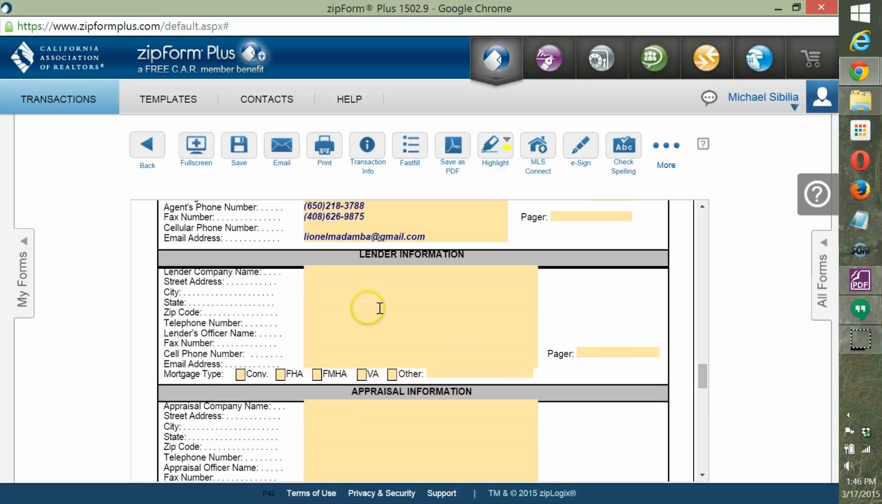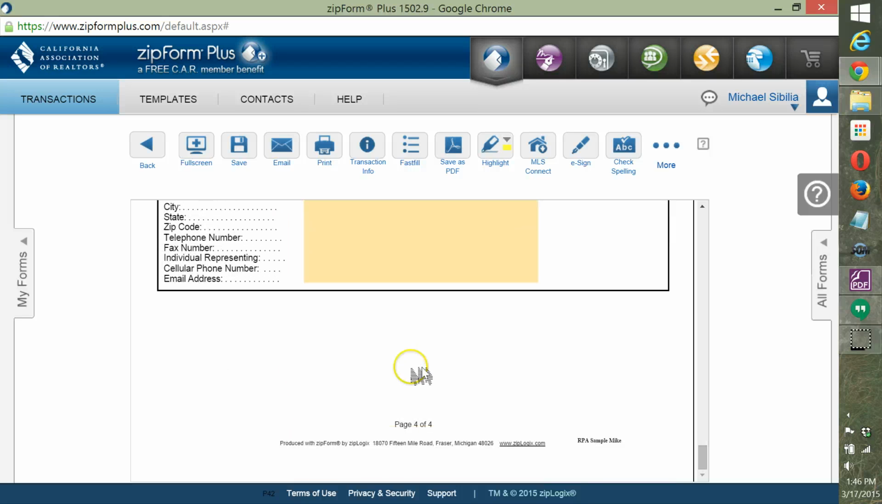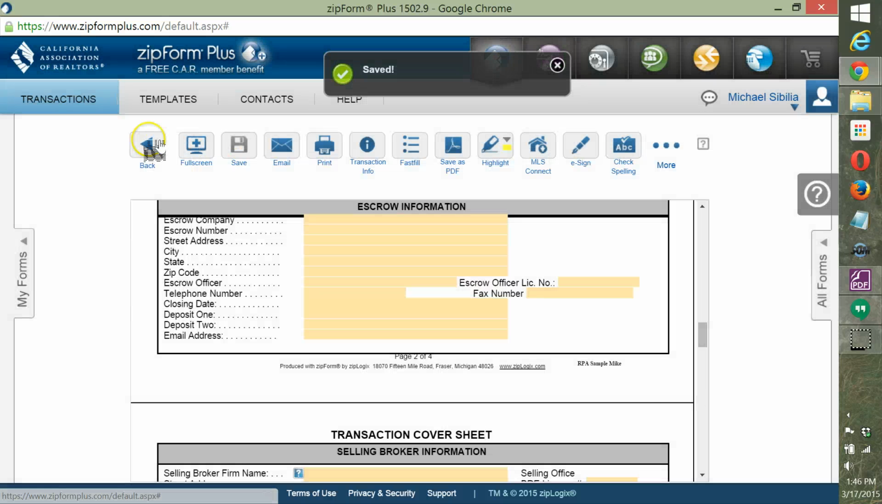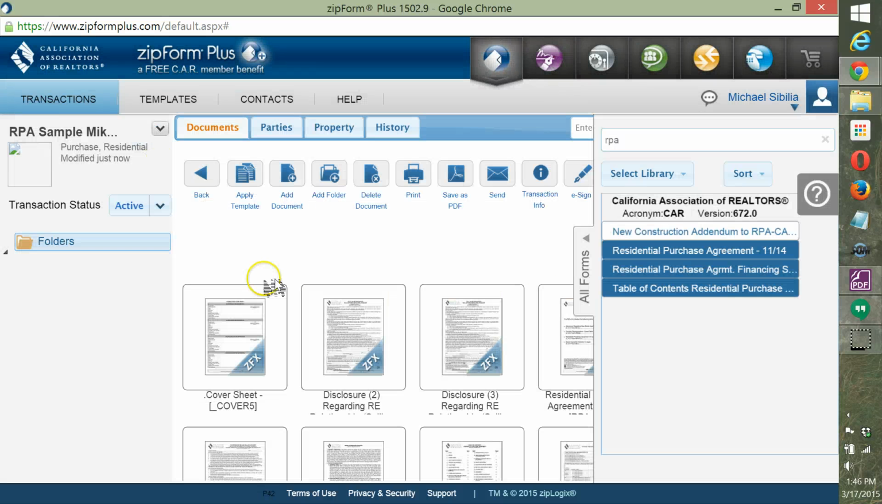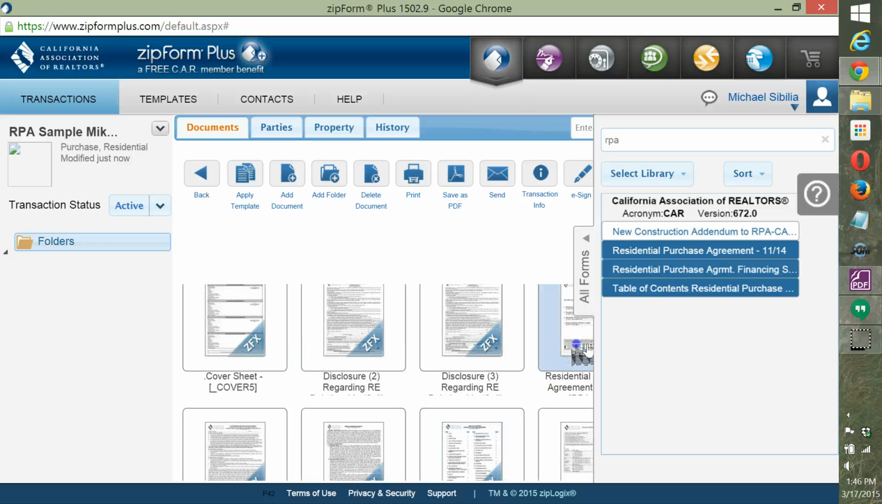We don't need to worry about lender information, really. We don't need to worry about the mortgage type, title, pest control, disclosure, home warranty. We don't really need to worry about any of that stuff right now. Let's just click save and get to the fun part, which is the actual residential purchase agreement.